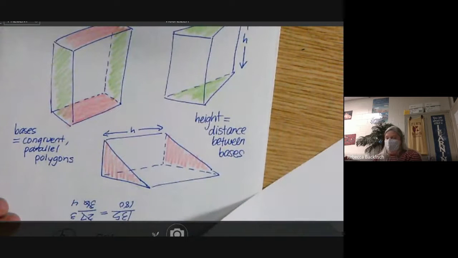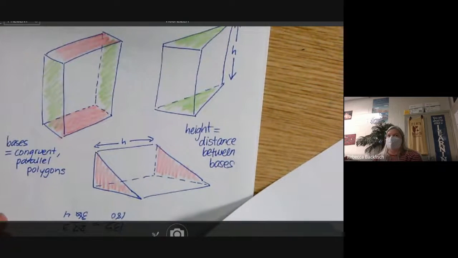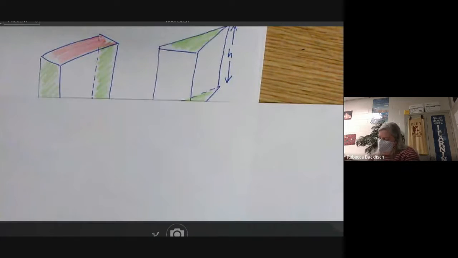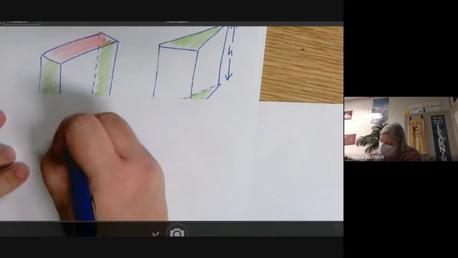So if you think of a cylinder, really a cylinder is just like a prism where the bases, instead of being polygons, are circles. Circles aren't polygons because polygons, remember, have to have segments as their sides. So, cylinders.